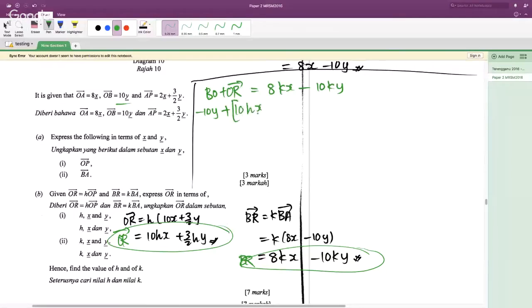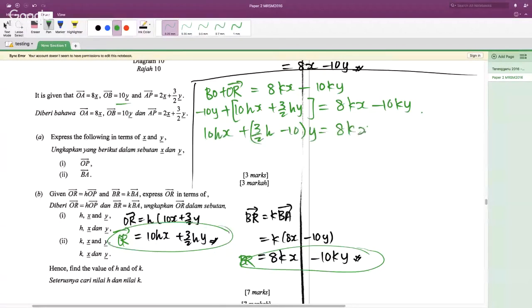So I'm going to substitute my OR plus 3 over 2 HY equals 8kx minus 10ky. So what I will do here is join the x and x together and y together. So this is 3 over 2h minus 10y.